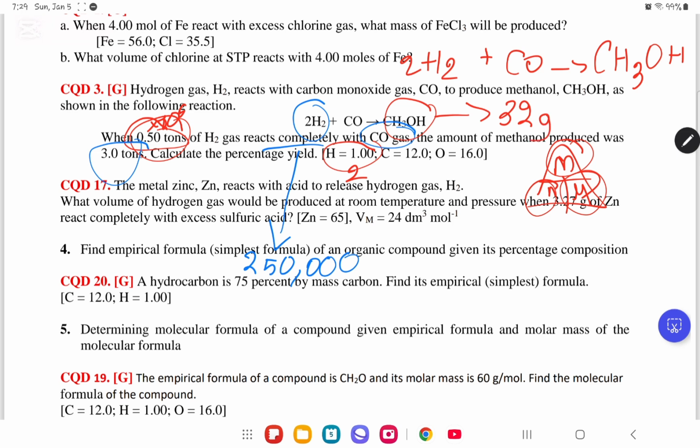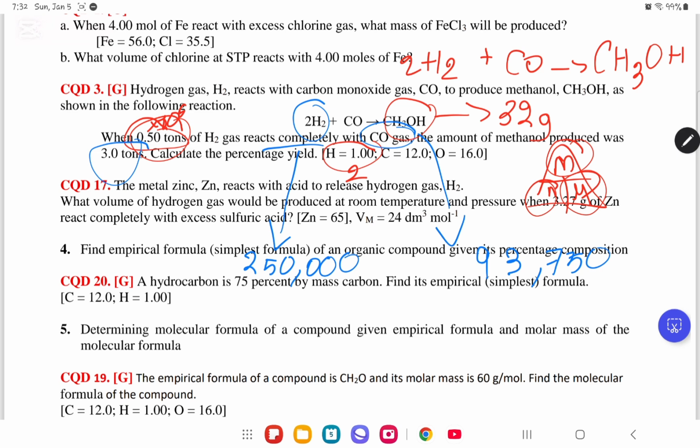Now again, to find the number of moles of methanol, we apply the mass divided by molar mass rule. The mass, which is 3 tons, or in grams 3 times 10 to the power of 6, divided by 32 grams. So now we get that the number of moles of CH3OH is 93,750.